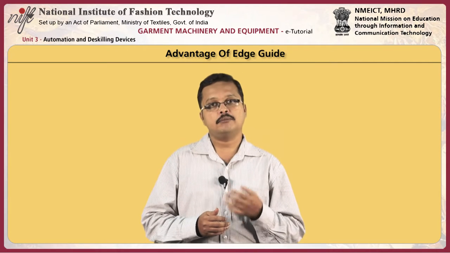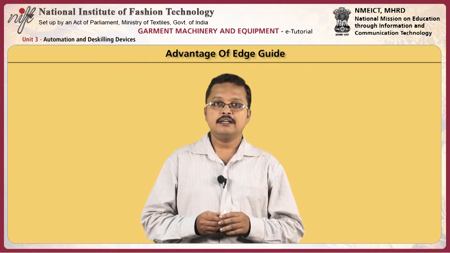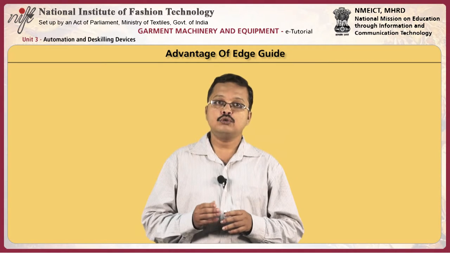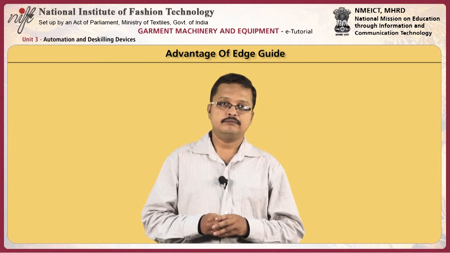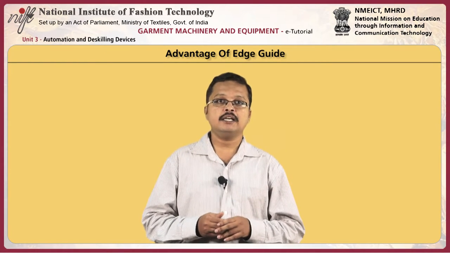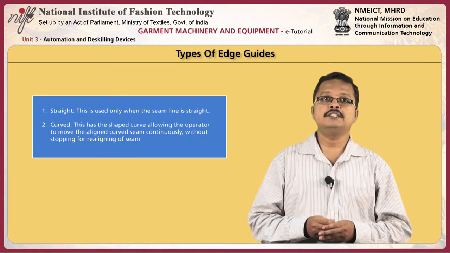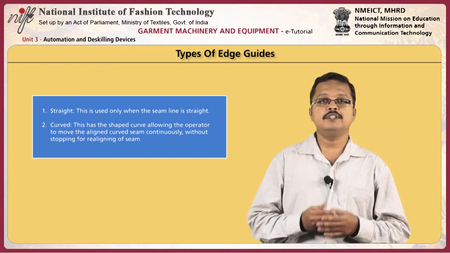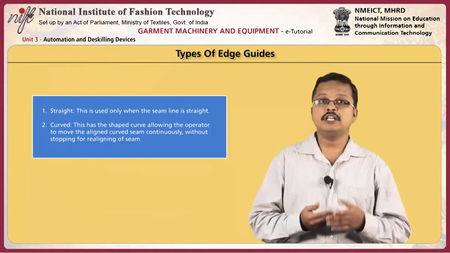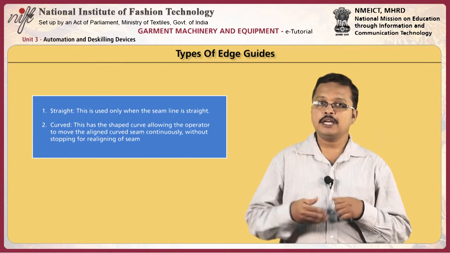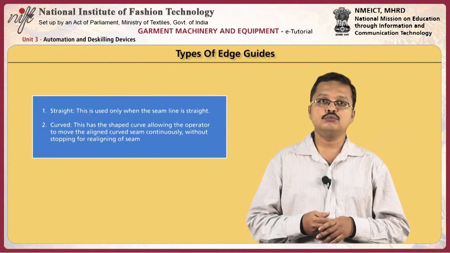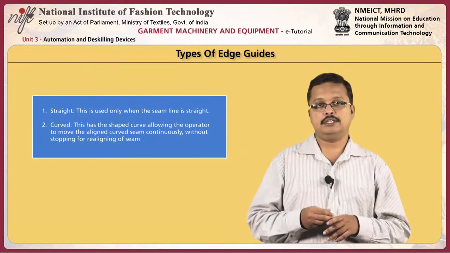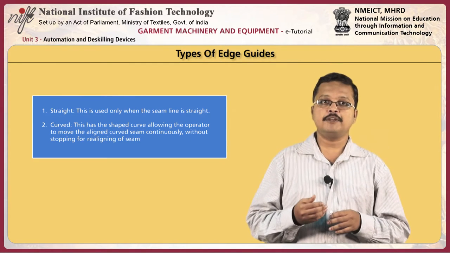In the case of overlock machines, the edge guide does not allow the operator to trim more than required. This helps in maintaining the correct size. Edge guides are of two types. One is of straight type, which is used only when the seam line is straight. The other is the curved type, which has a shaped curve allowing the operator to move the aligned curved seam continuously without stopping for realigning of seam.